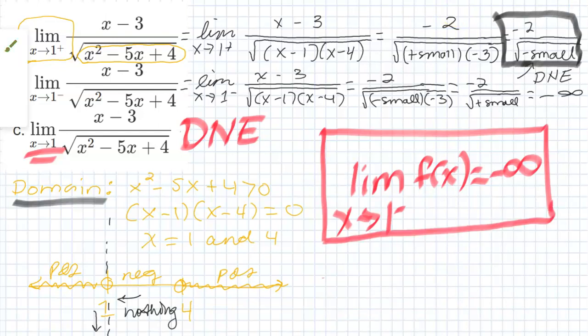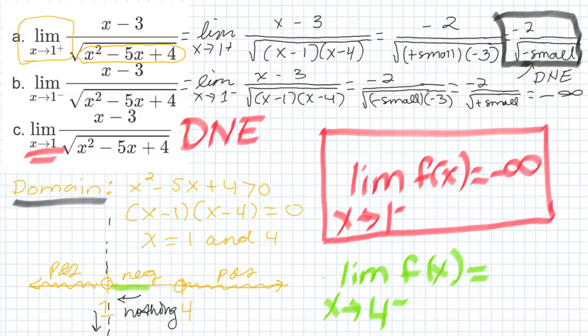Now here's a question for you. If I ask you, what is the limit as x goes to 4 from the left of f of x, what do you say? In this case, it will be just like part A because of that domain right here, right? And you're approaching the function from the left. That does not exist.